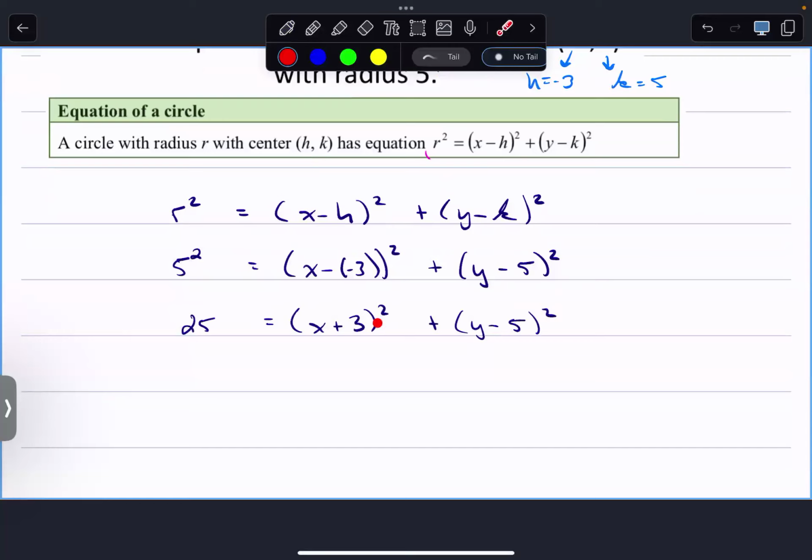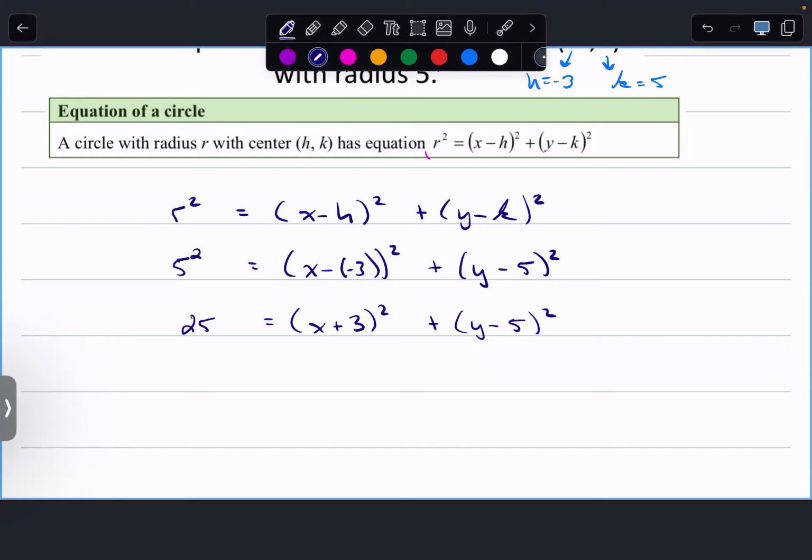Resist the temptation, right? Might want to expand this in, but no, no, no. Why? Because what's X plus 3 squared? X plus 3 squared is X plus 3 times X plus 3, which is not just bringing that square in, right? So we have to be a little bit more careful than that. Okay.